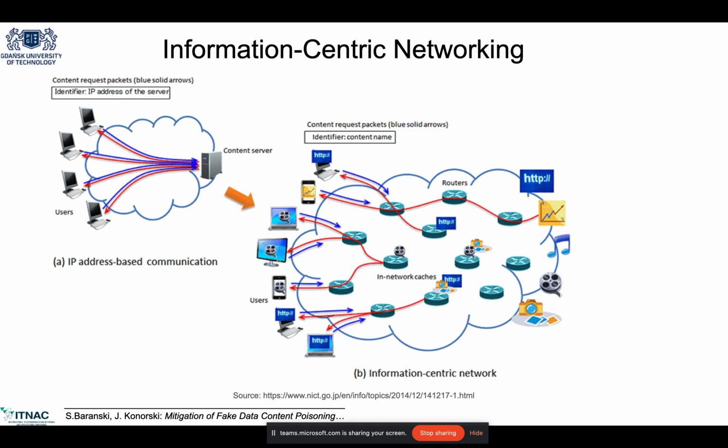Among the most significant benefits is content caching. Content caching, or in-network storage, permits keeping publishers' content close to interested subscribers. This saves bandwidth and reduces latency, but also introduces new attack vectors.